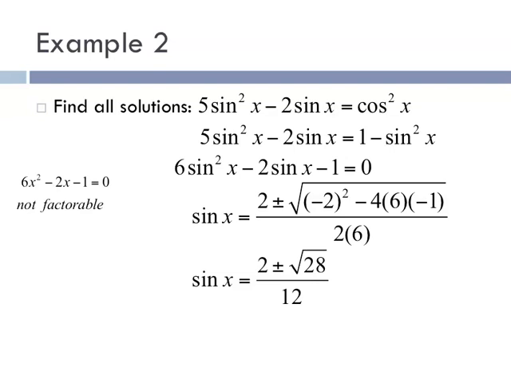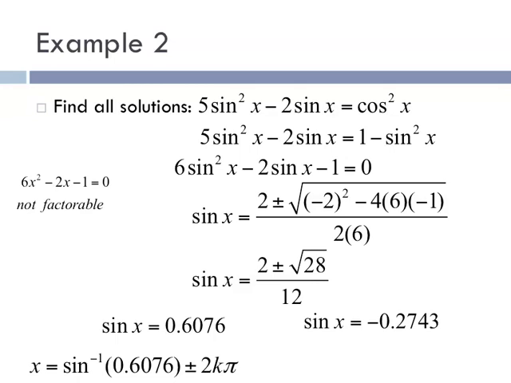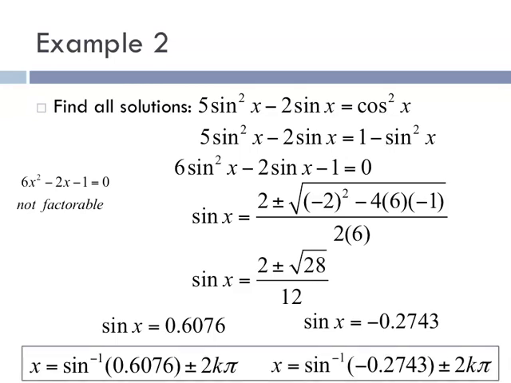Alright, so that would give us sine of x equals 0.6076, and sine of x equals negative 0.2743. And then to solve for x, because we are working with values that are not memorized values, we are going to use the inverse function. So x equals sine inverse of 0.6076 plus or minus 2k pi. And same thing with the other. X equals sine inverse of negative 0.2743 plus or minus 2k pi.